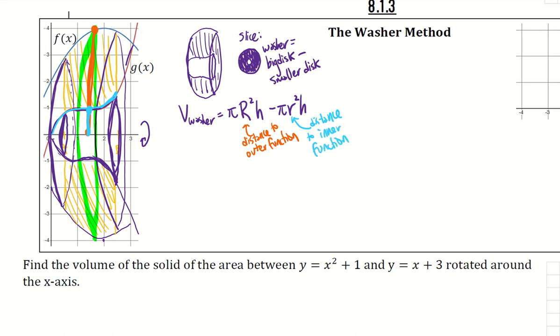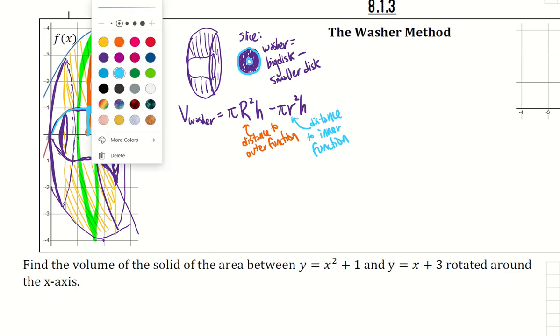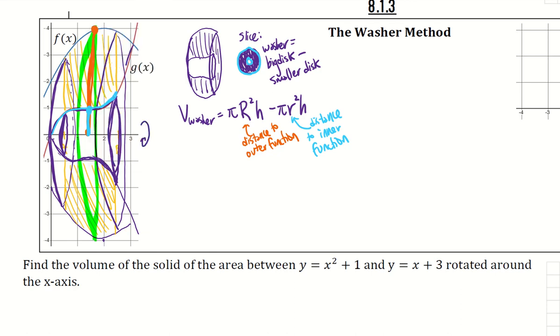So the radiuses are different because, again, you're going to have a larger radius and a smaller radius cut out of it. But what about the heights? Are the heights of these cylinders the same? Remember, H represents the thickness of the disk, or the washer in this case. And the thickness is the same, because again, we're taking a slice.